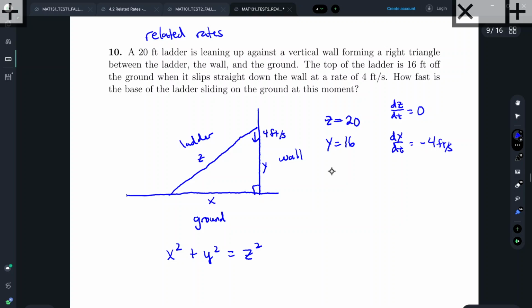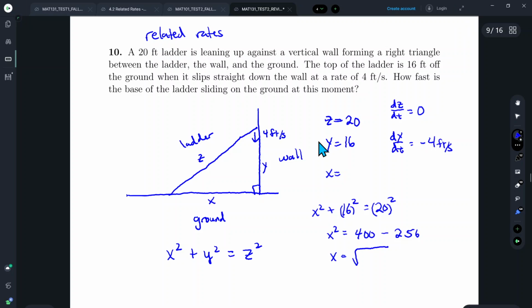And then we don't know what x is, but we can calculate x using the Pythagorean theorem, right? So x squared plus y, which is 16 squared, is equal to z squared. So z is 20. So I can calculate this, right? So x squared is 400 minus 16 squared, which is 256. So x would be the square root of 400 minus 256, which is 144, and the square root of 144 is 12. Okay, so x is 12.